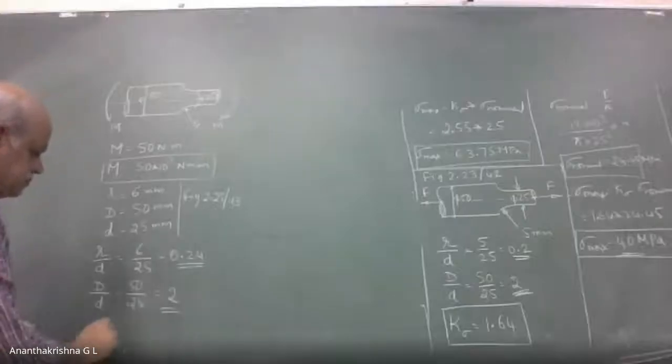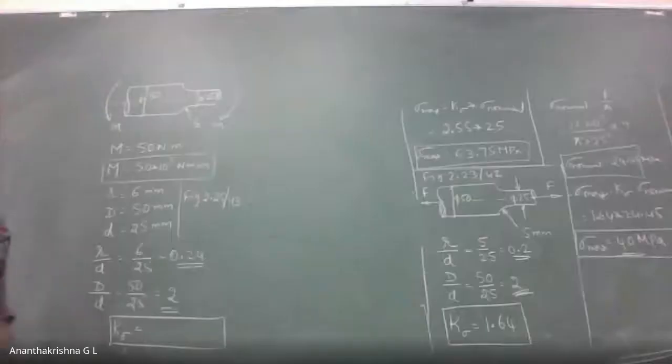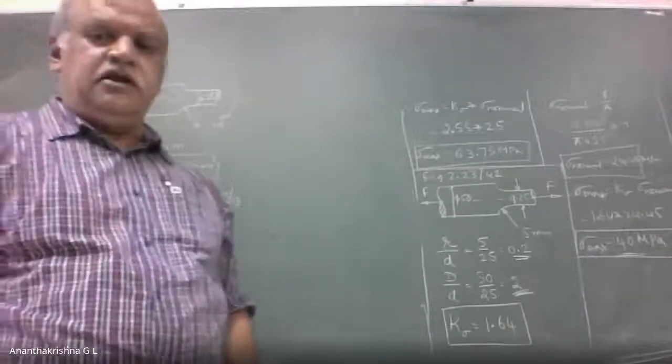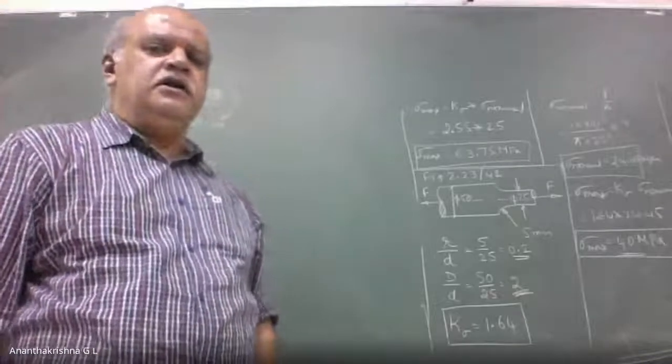What is the value of K sigma? 1.37. 1.37 exactly. That's what I have also taken. It is 1.37. Others, any doubt in that?